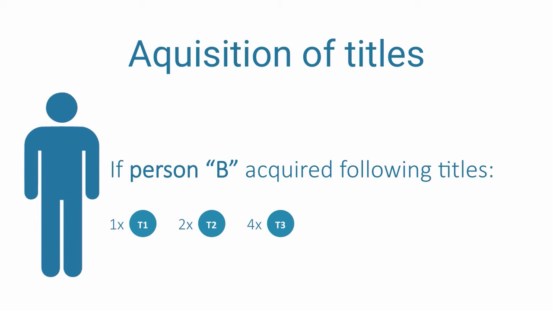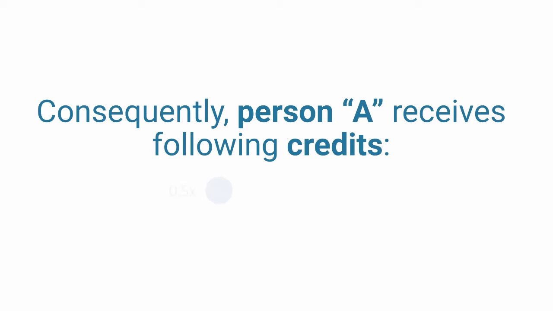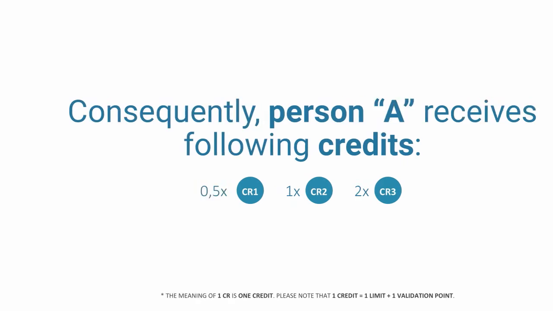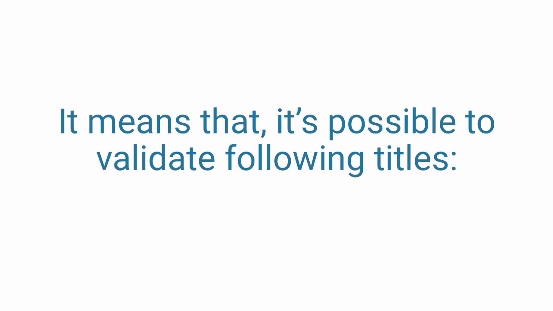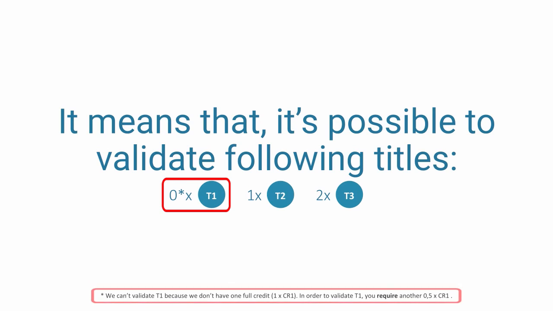In case person B buys a number of separate titles, for example, 1 T1, 2 T2, and 2 T3, person A receives a half of a credit 1, 1 credit 2, and 2 credit 3. It means practically that person A can use them for the validation of 1 T2 and 2 T3, as a half of a credit 1 is not enough to validate T1.